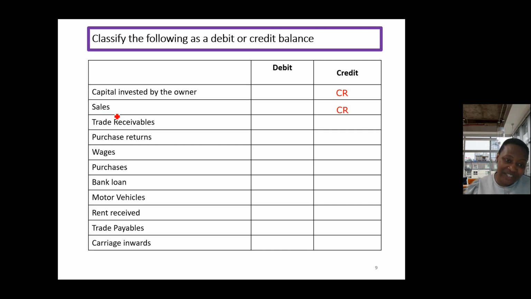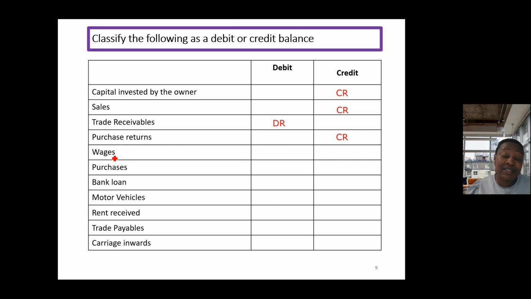So I hope you paused the video and you're just using this to see if you're right or wrong. Trade receivables is a current asset. And we said assets would have a debit balance, so that should be a debit. Purchase returns is going to have a credit balance. Purchases itself would have a debit balance because purchases is an expense. So when you return what you have purchased back to your supplier, that would be a credit balance. So that should go credit.